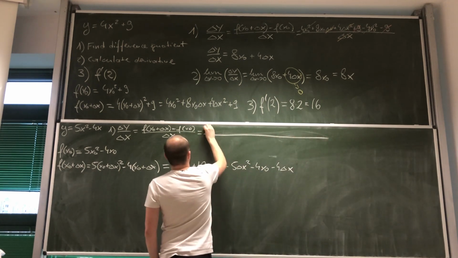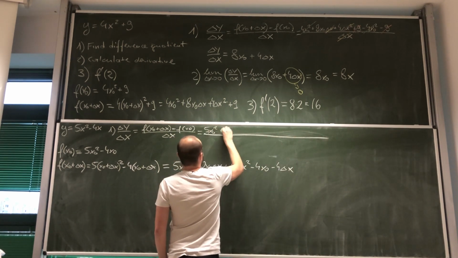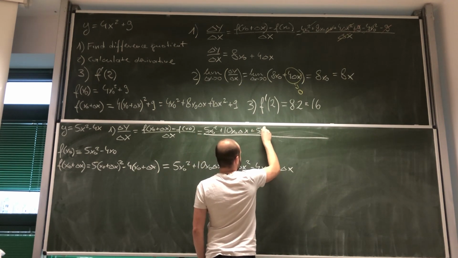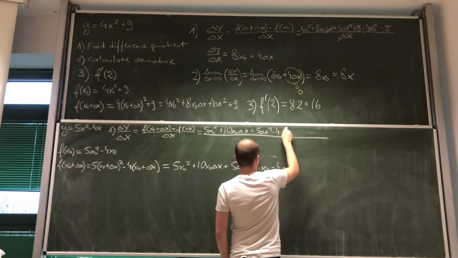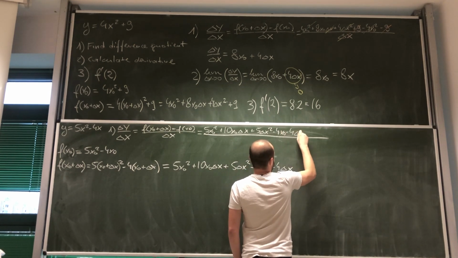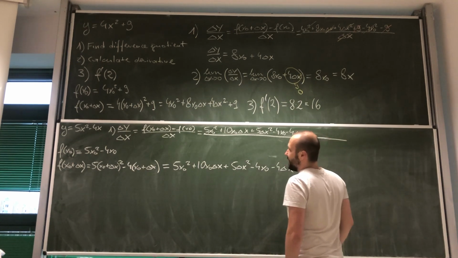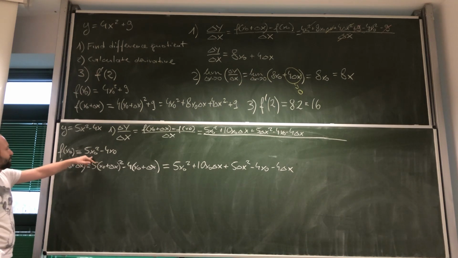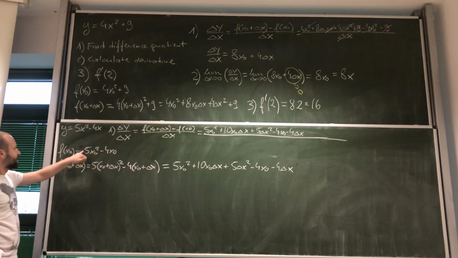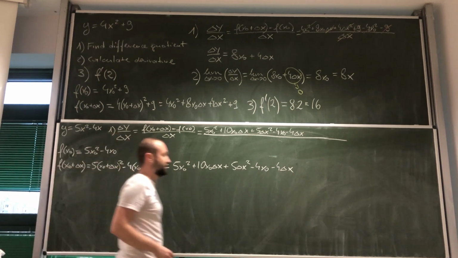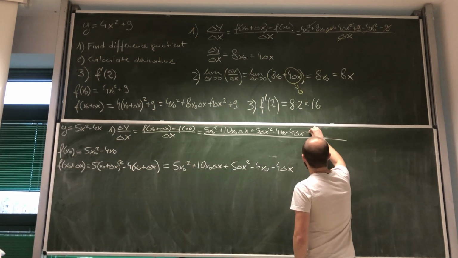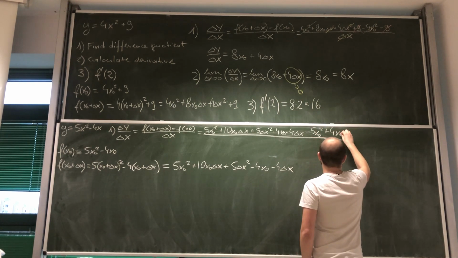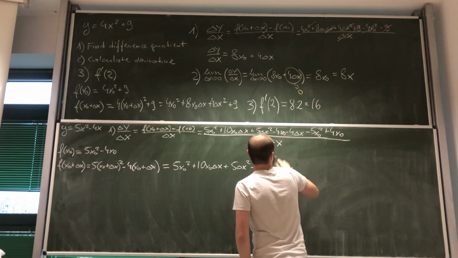And we've got that this is 5x0 squared plus 10x0 delta x plus 5 delta x squared minus 4x0 minus 4 delta x. And now we need to subtract this expression. So remember, we put minus in front of the entire expression. So here we will have minus, here we will have plus. So minus 5x0 squared plus 4x0, all divided by delta x.